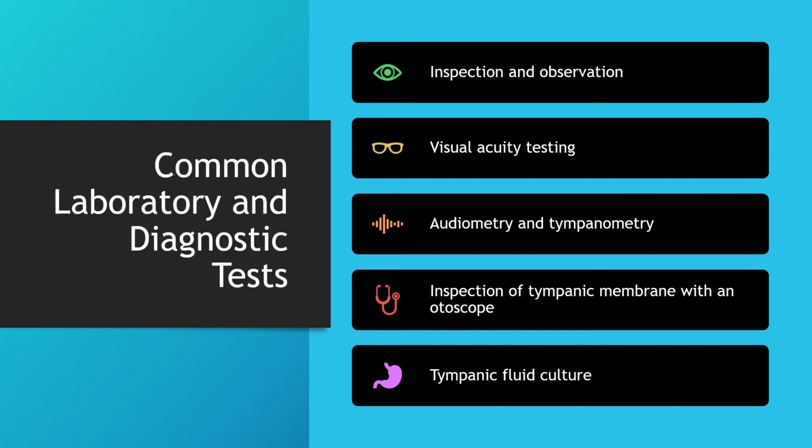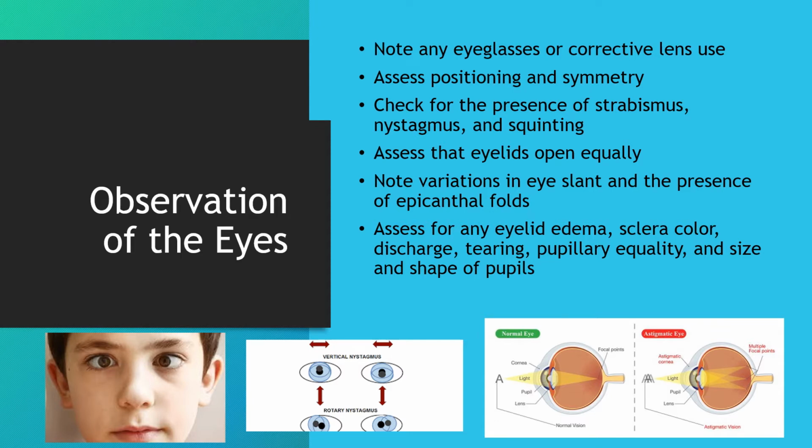So before we start any labs or diagnostics, we need to inspect and observe, and this is the start of our physical assessment. So when we start observing for eye disorders, the first thing we want to note is are they wearing any eyeglasses? Do they have any corrective lenses? This could really give us a good idea if diagnoses have already been made or determined.